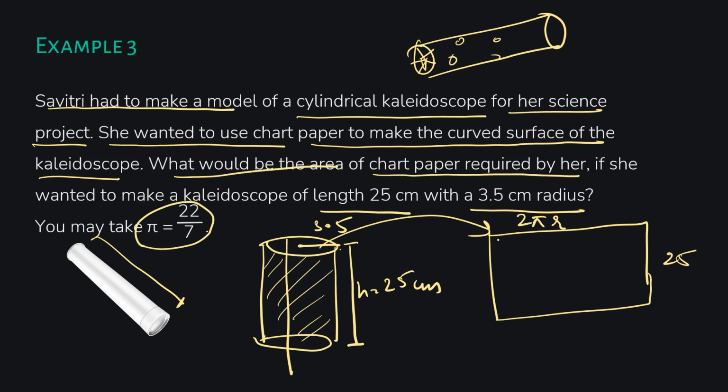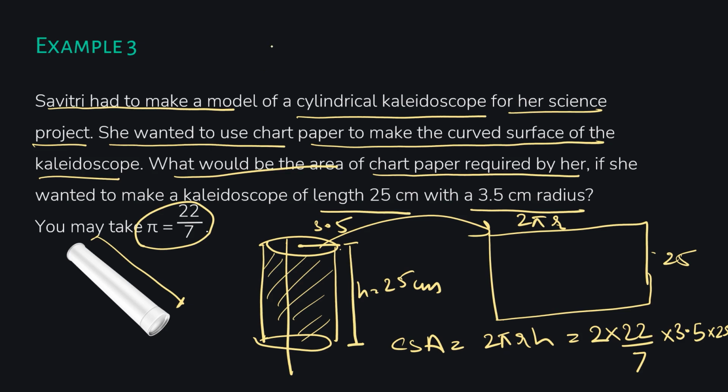Now using this simple formula, we can directly do length into breadth, or we can use the CSA of a cylinder, which is 2 pi r h, which is automatically length into breadth. So when we do that, 2 into pi, which is given to us as 22 by 7, into r, 3.5, and then we have 25. I'll just write it over here so that you can see it clearly. So CSA is given to us as 2 into 22 by 7 into 3.5 into 25.